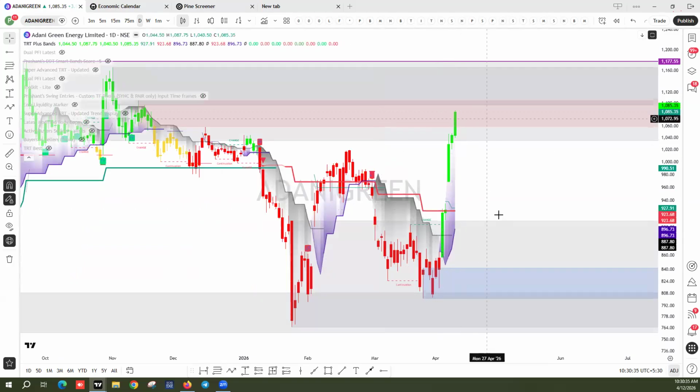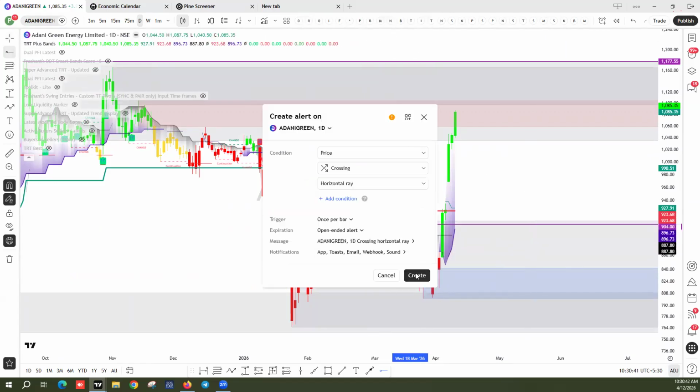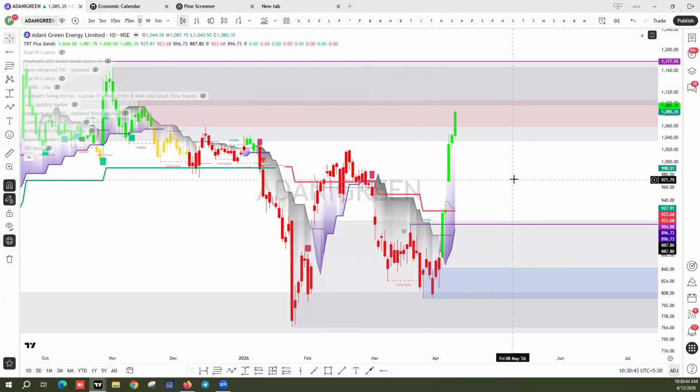On the daily chart, however, I want a retracement, so I will place an alert for the retracement. And if it comes there, I will look to buy. Here it has already expanded nicely on the daily chart, so I don't expect it to continue like this. Either it will go into consolidation or it will give a retracement. One of two has to happen.